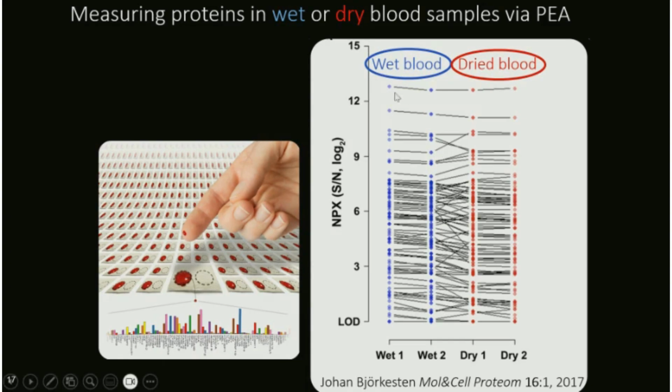So these are Olink panels. These are duplicates in blue of wet samples, and these are duplicates in red of dried samples. About the same sensitivity, very good reproducibility, horizontal line, not very good correspondence. So some proteins are more detectable in the dried state, some less detectable. But as long as you compare dry to dry, it's an excellent way of measuring proteins.